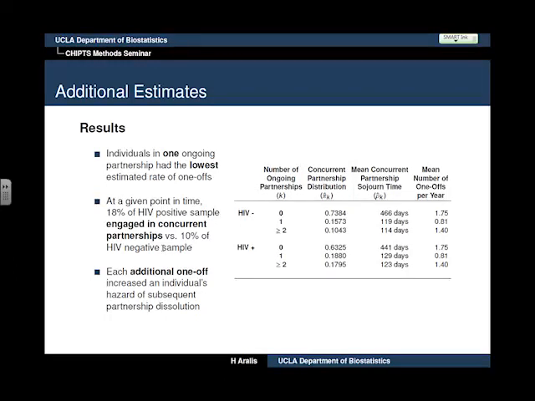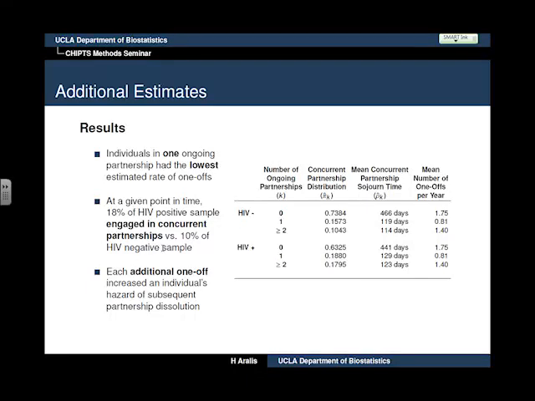What was your sample size? 295. For the positives it was 196, or 199, and for the negatives it was 99. So we have a lot of HIV positive.